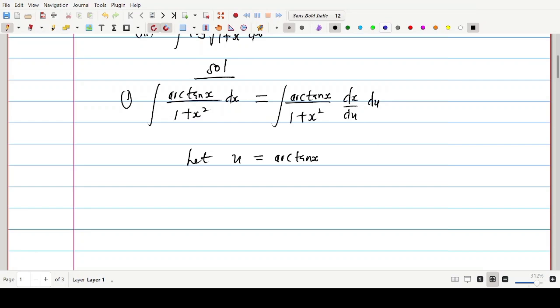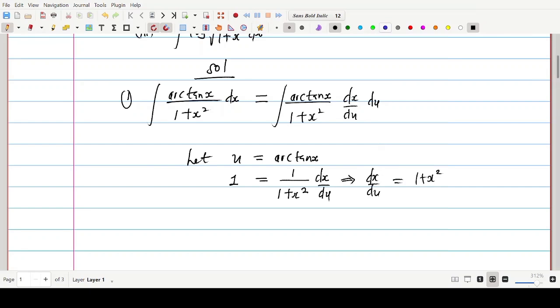Now, in this case, x is a function of u. This expression shows that we have a composite expression, so we shall differentiate this compositely in order to get dx by du. On differentiating with respect to u, we have 1 here. Then differentiate this, you have 1 over 1 plus x squared, then we have dx by du, because x is a function of u. Don't forget that. Then it follows that dx by du is equal to 1 plus x squared.